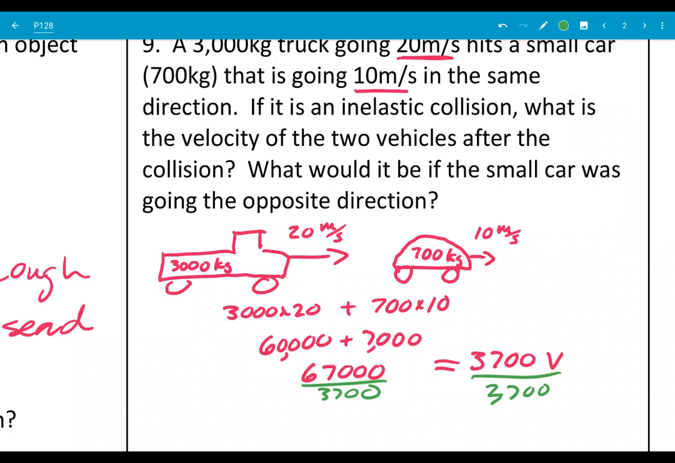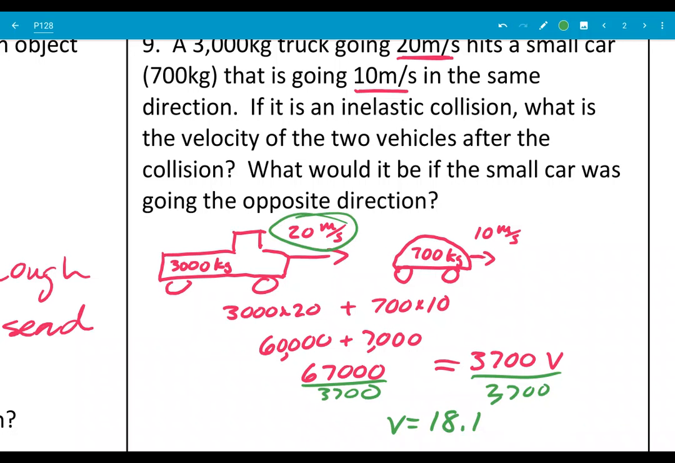And we ask Google, hey Google, 67,000 divided by 3,700. Dude, you just heard me, Google. Hey Google, 67,000 divided by, shoot. Hey Google. Stop. Hey Google, 67,000 divided by 3,700. There we go. And we find out that the velocity would be 18.1.